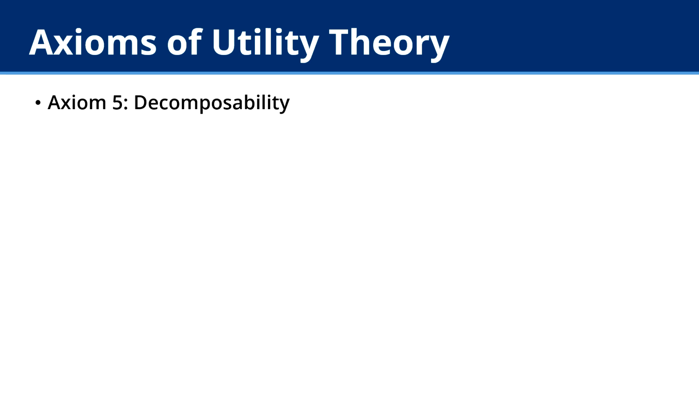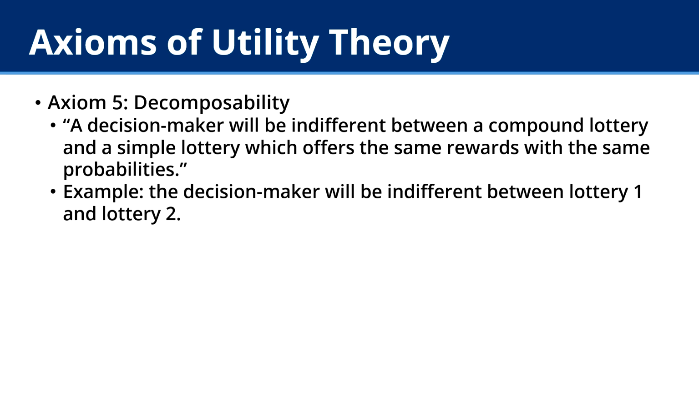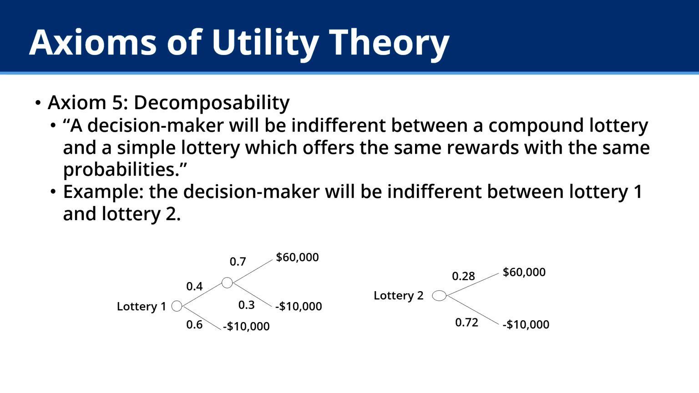Axiom 5, decomposability. A decision maker will be indifferent between a compound lottery and a simple lottery, which offers the same rewards with the same probabilities. I'll show you this with an example. The decision maker will be indifferent between lottery 1 and lottery 2. So where is this coming from? According to this axiom, decomposability, the decision maker should be indifferent between lottery 1 and lottery 2. Let's see where these values are coming from.